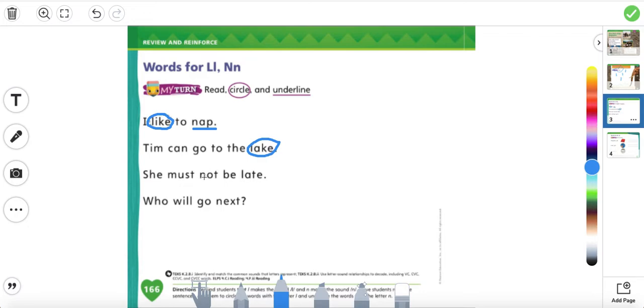She must not be late. Do you see any words that have the L sound? Late. Do you see any words that begin with the N? Not. Last sentence. Who will go next? Do any of those words begin with the L? Do any of those words begin with the N? Next.